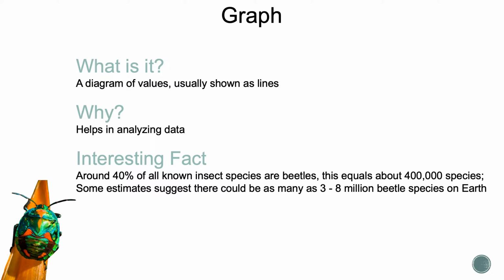Interesting fact, around 40% of all known insect species are beetles. This equals about 400,000 species. Some estimates suggest that there could be as many as 3 to 8 million beetle species on Earth.